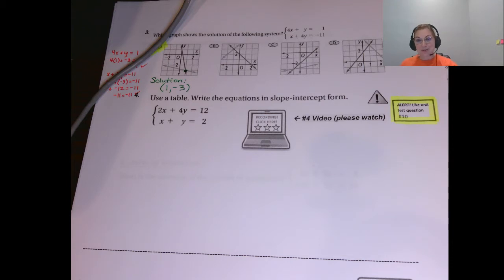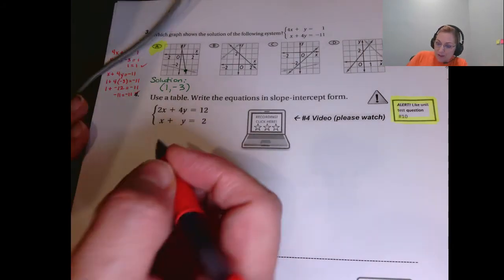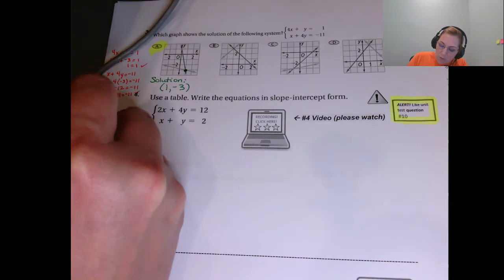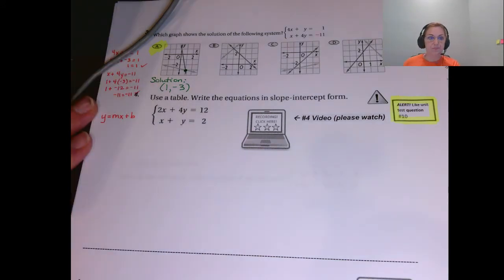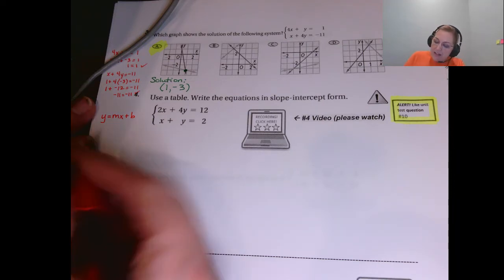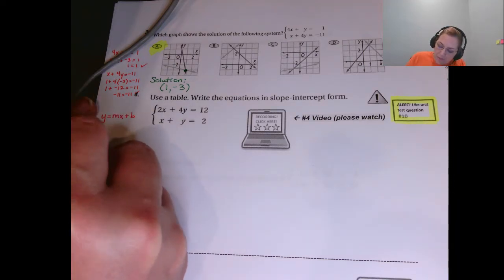If you saw my previous video, you know I love colors when I'm doing that. So let's begin by writing the equations in slope-intercept form. Remember, slope-intercept form is really y equals mx plus b. So we're going to try to get the y variable by itself on one side of the equation and everything else on the other side. Let's start with the first equation.